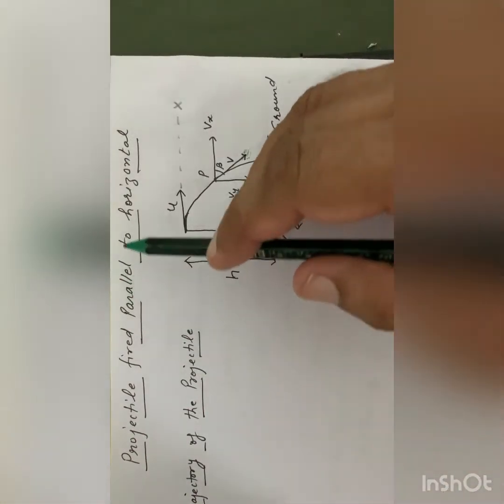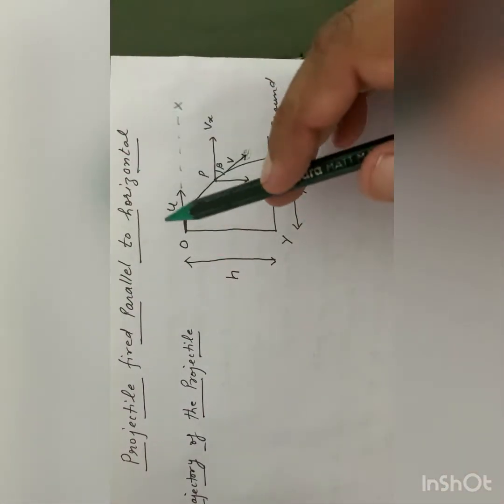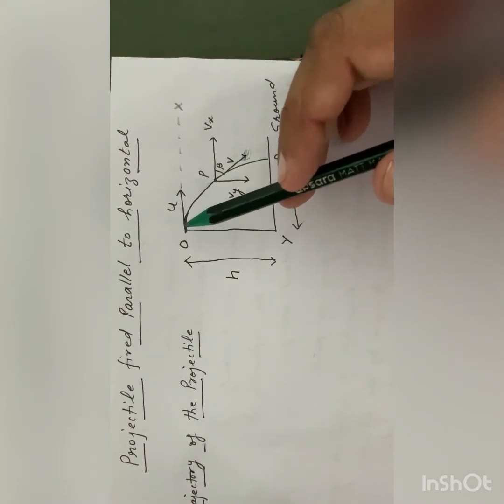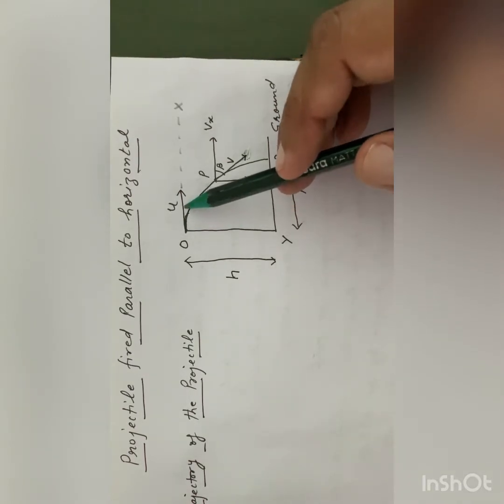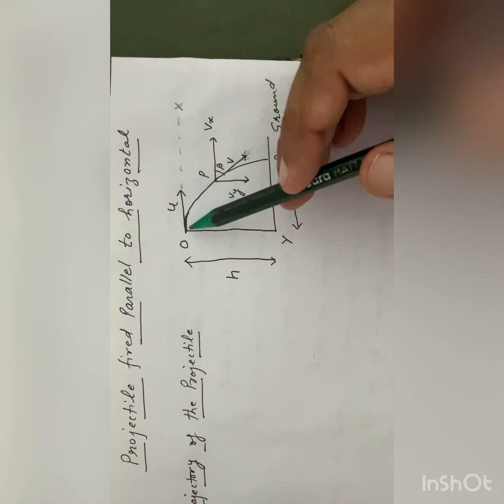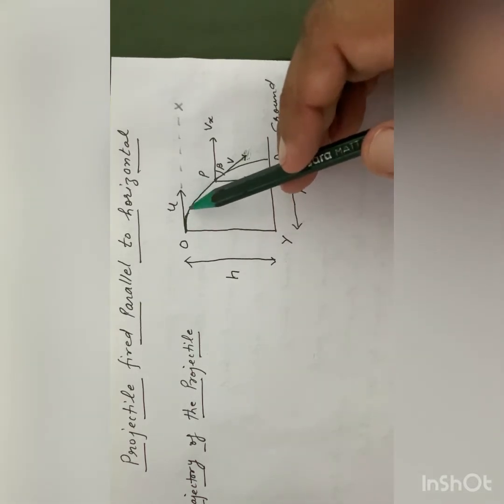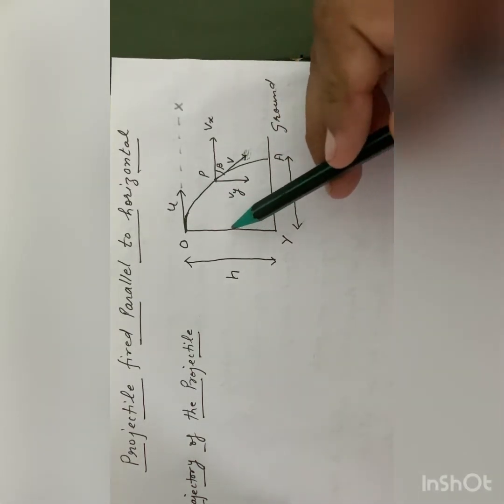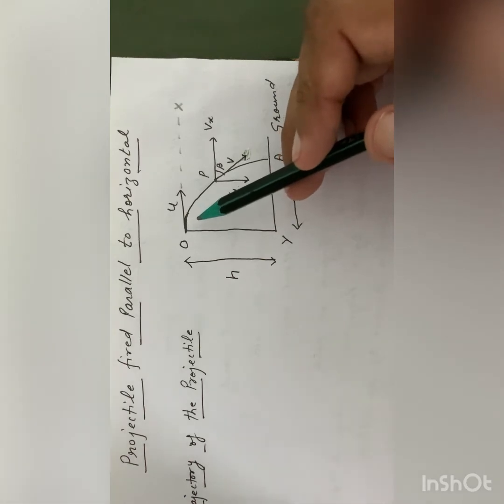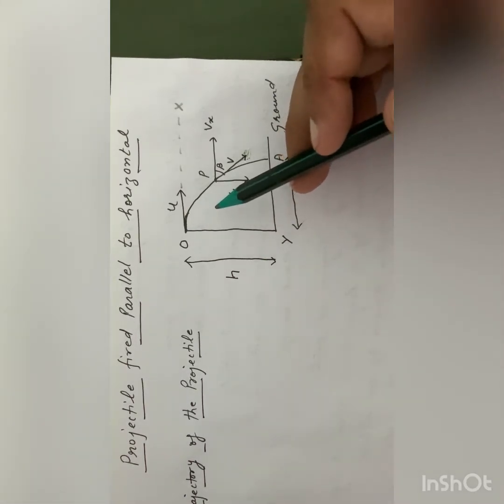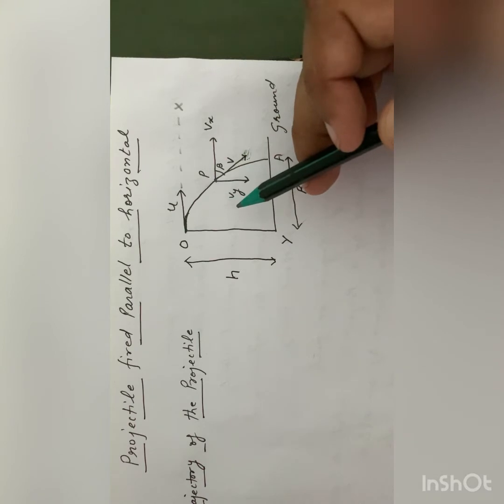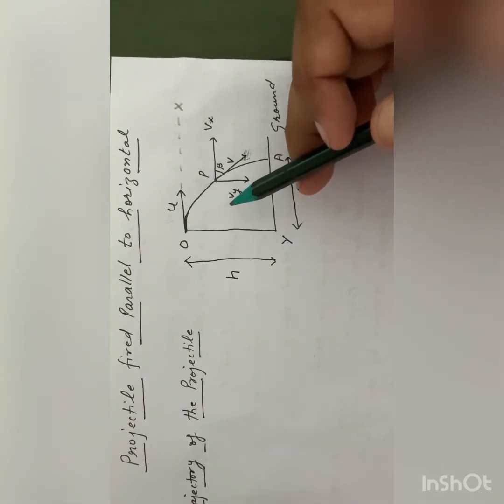Projectile fired parallel to horizontal. Suppose a body is projected horizontally with velocity u from a point O at a certain height h above the ground level. The body is under the influence of two simultaneous independent motions.